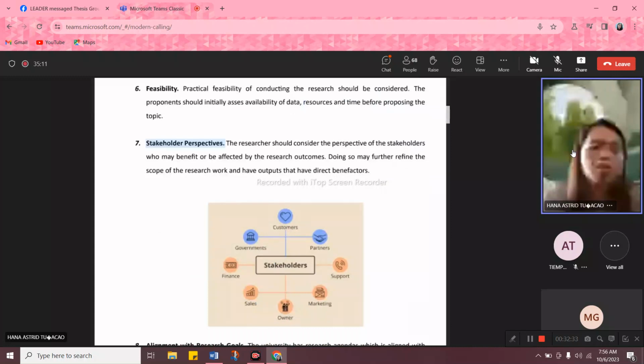Stakeholders perspective. The researchers should consider the perspective of the stakeholders who may benefit and be affected by the research outcome. Doing so may further refine the scope of the research work and have outputs that have direct beneficiaries. So last year we did research, the majority of which was addressed to the LGU of Mandaue.